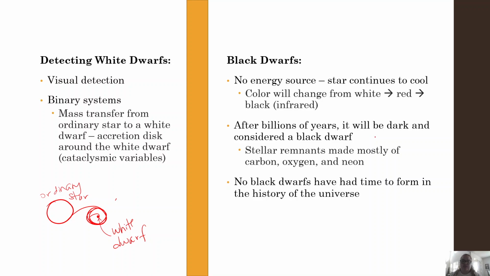And after billions of years it will be dark, considered a black dwarf, and this will be the stellar remnants that are mainly made of carbon, oxygen, and neon. So, like I said, we have not seen these in nature, but this is the theory of what would eventually happen after billions and billions of years. Okay.